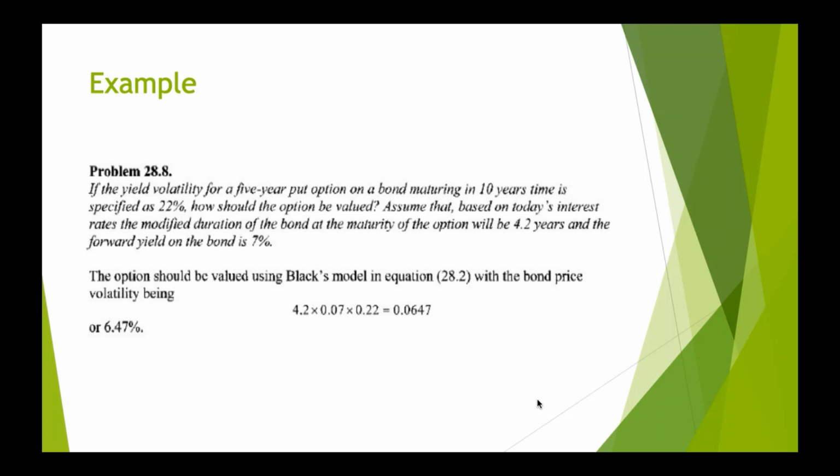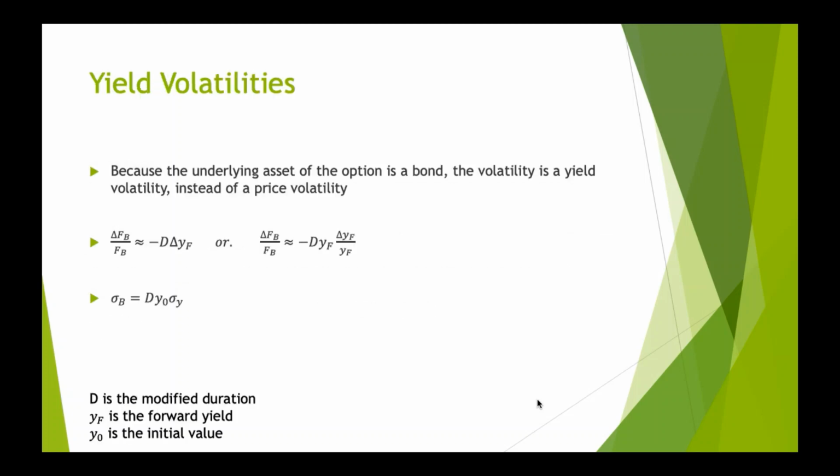Here we have problem 28.8 from the book as an example to understand the yield volatilities. And it says, if the yield volatility for a 5-year put option on a bond maturing in 10 years' time is specified as 22%, how should the option be valued? Assume that based on today's interest rates, the modified duration of the bond at maturity of the option will be 4.2 years and the forward yield on the bond is 7%. The option should be valued using Black's model in the equation 28.2 that we have here.